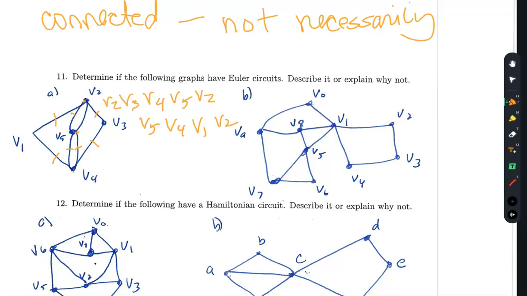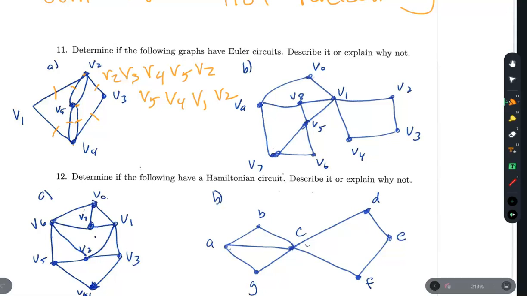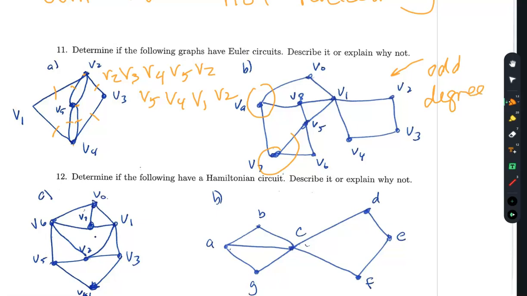All right. Let's have a look at this one here. Does this one have an Euler circuit? The first thing I like to do is just scan through to see, are there any vertices of odd degree? Yep, I see a couple of them. So since there's an odd degree vertex, there's no Euler circuit.